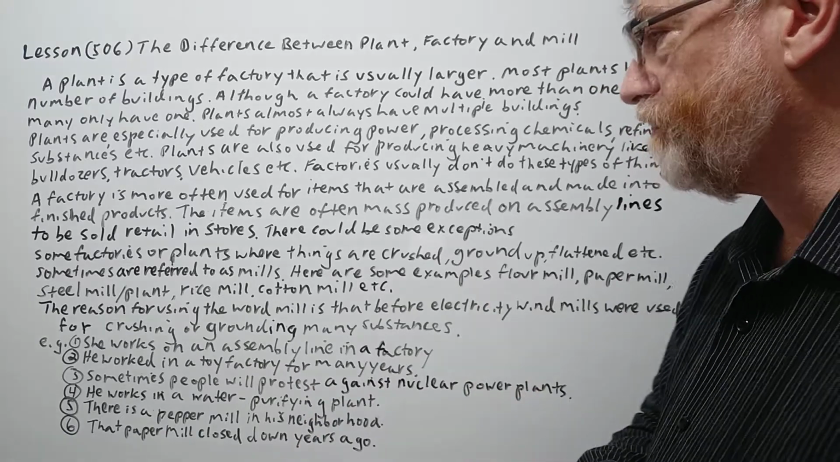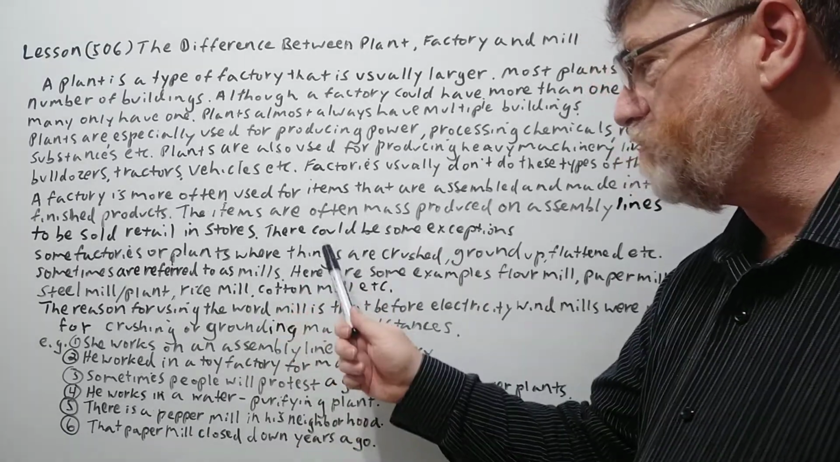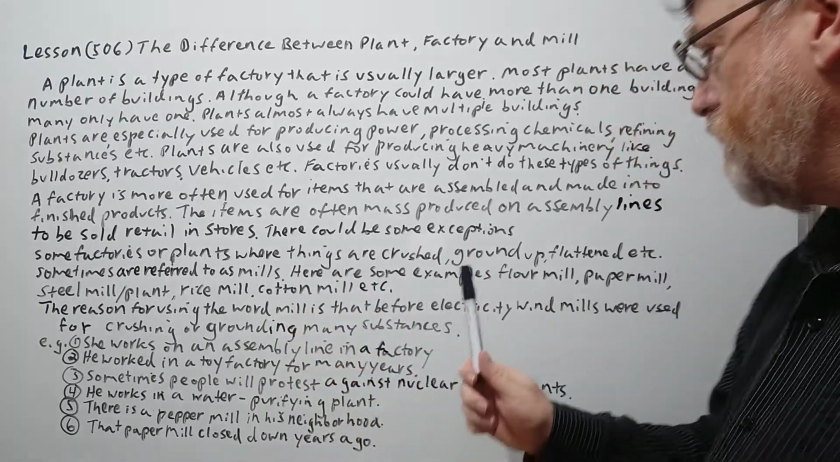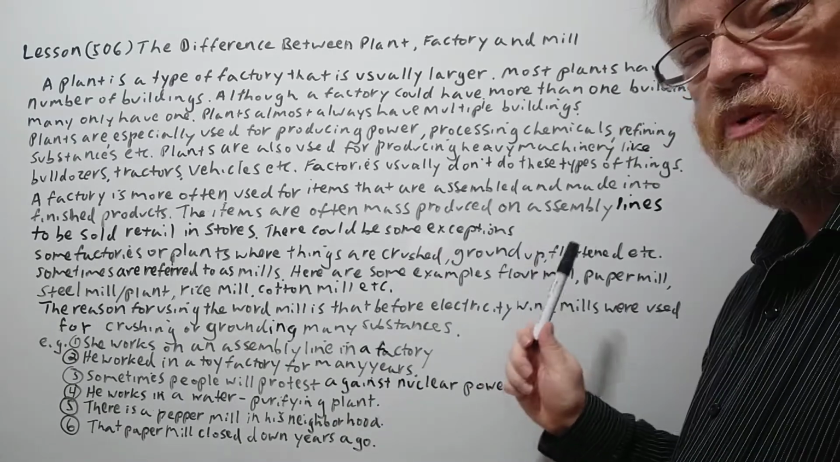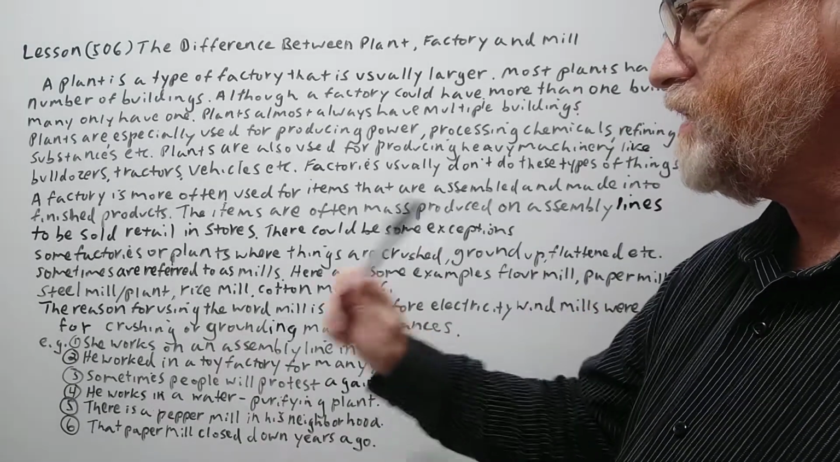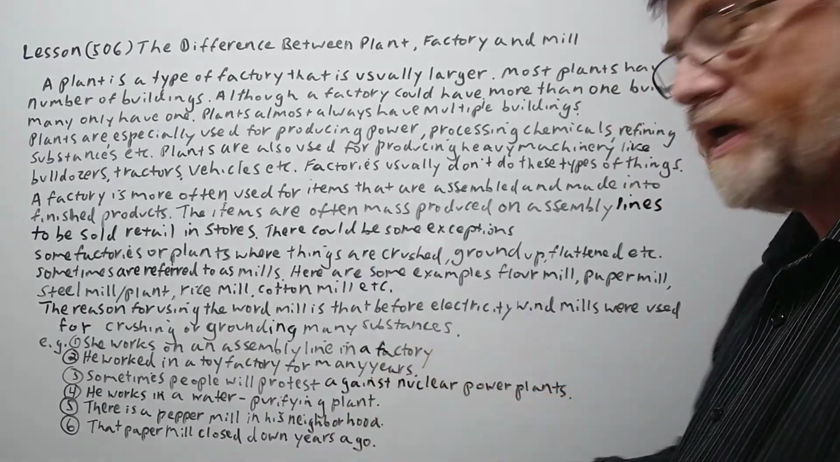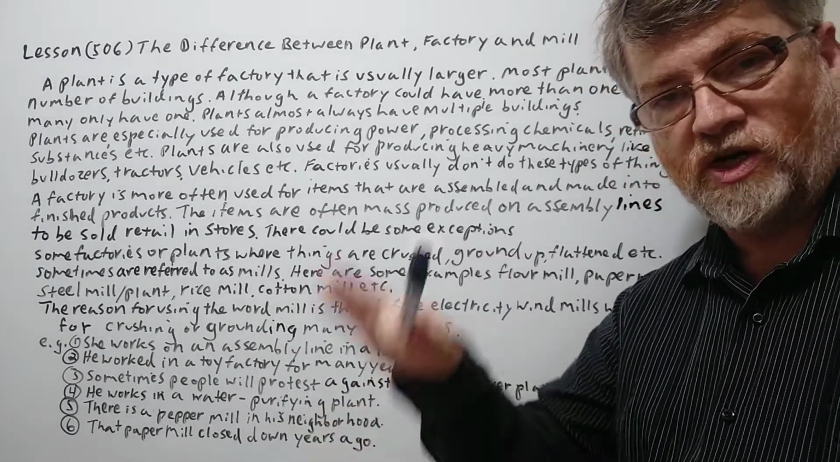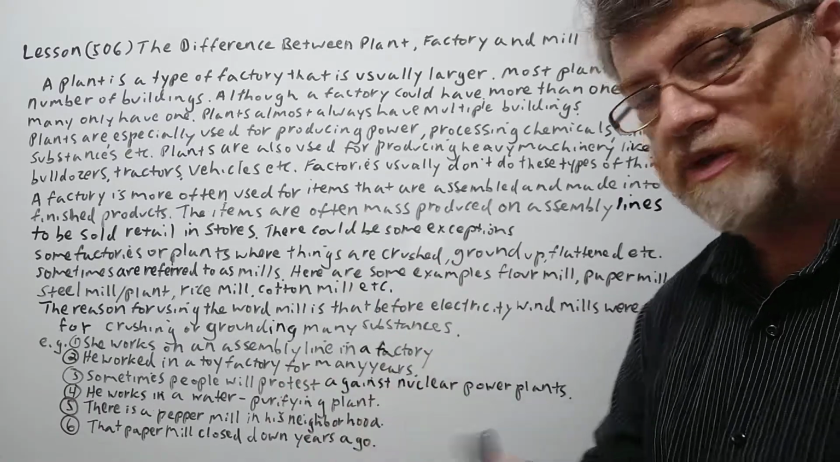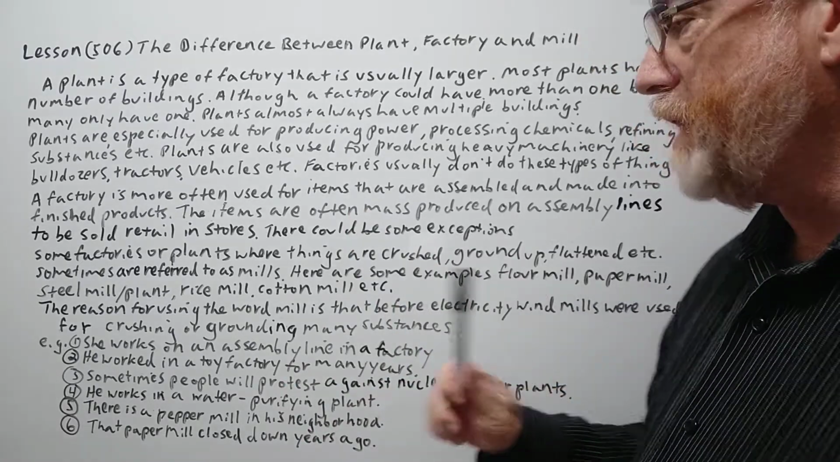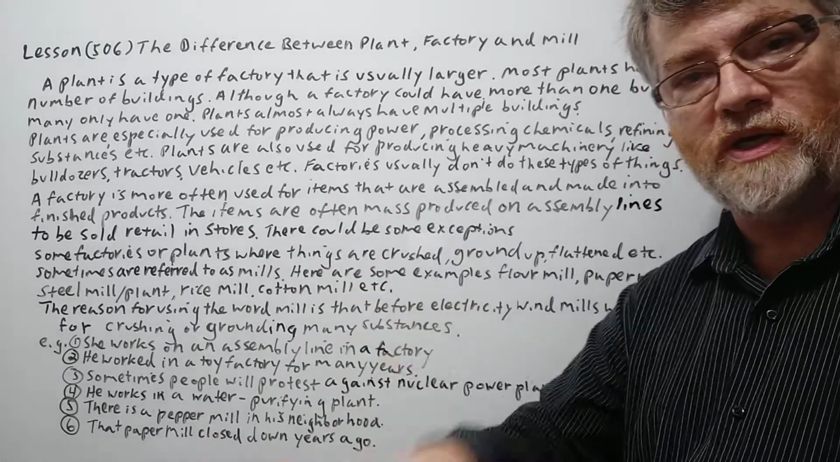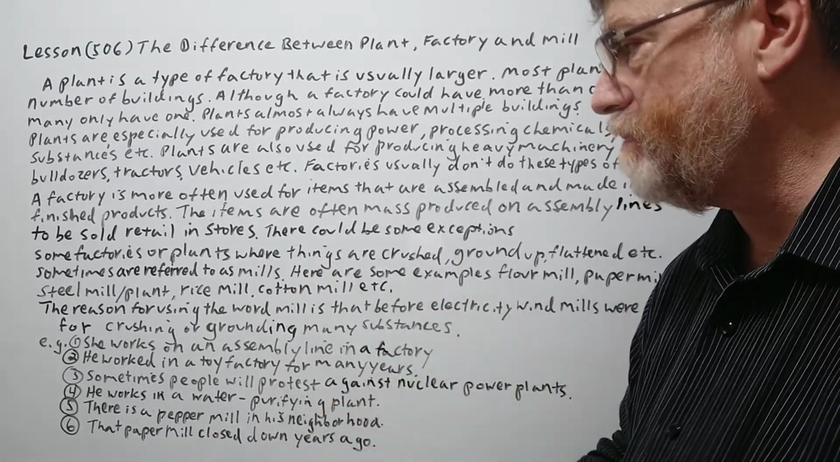All right, let's continue. Some factories or plants where things are crushed, ground up, flattened, etc., sometimes are referred to as mills. Here are some examples, like a flour mill. So they're crushing it, turning it into flour with a grain or whatever. Paper mill, yes, they've got to mulch the wood, they've got to turn it into paper.